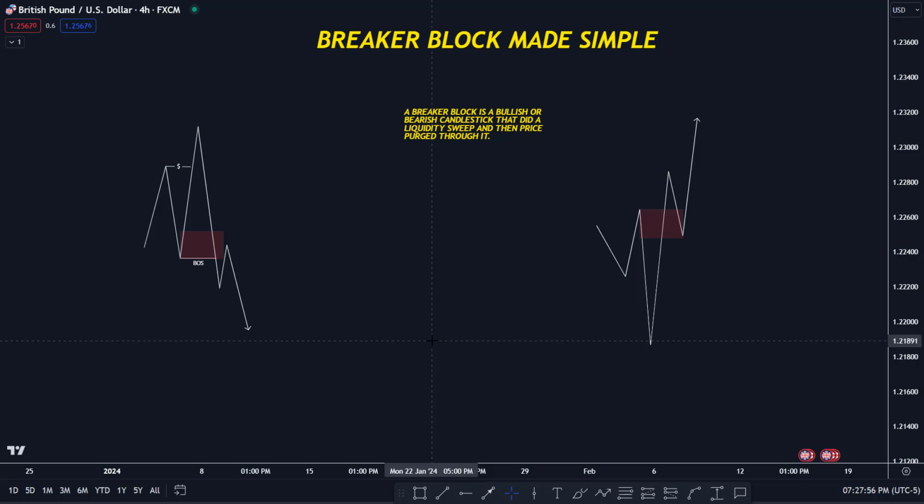This video will be all about breaker block made simple. So what is a breaker block? A breaker block is a bullish or bearish candlestick that did a liquidity sweep and then price came in and purged through it.